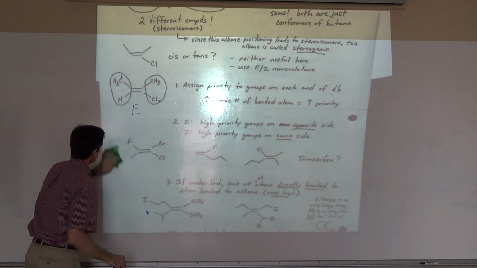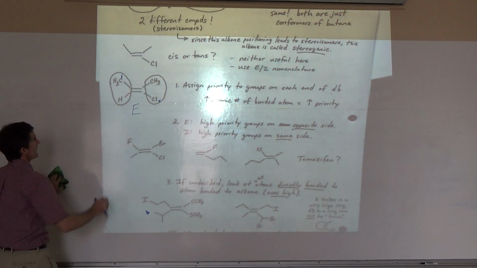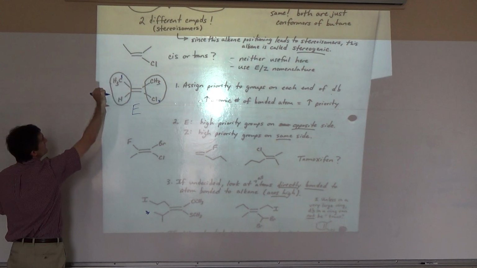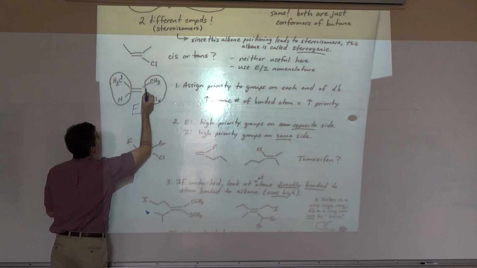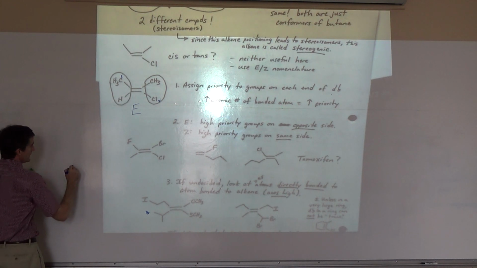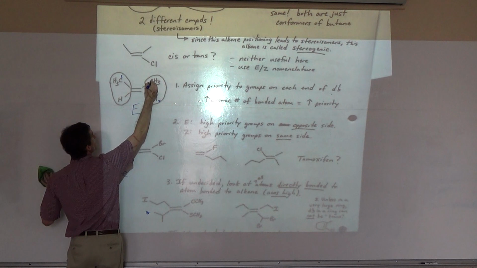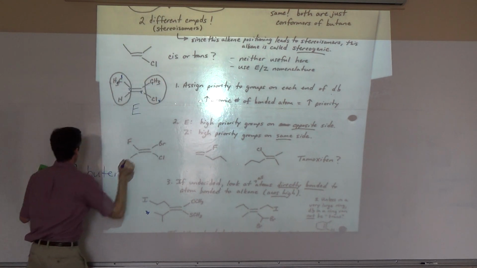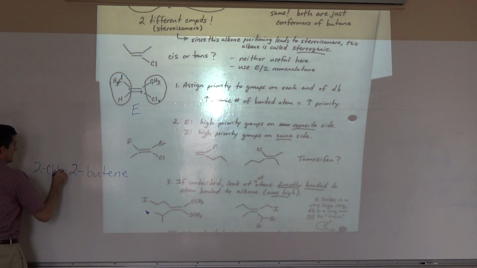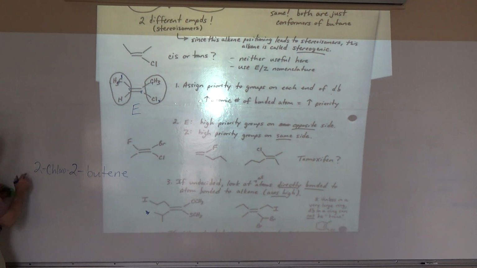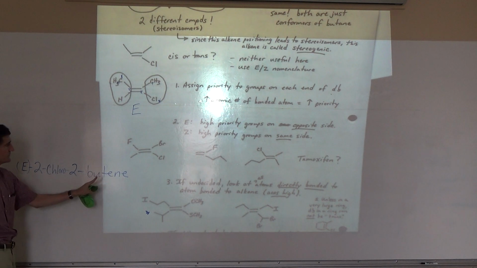So if we look at the name of this compound, let's name it. That's going to be the longest continuous chain, 1, 2, 3, 4. Double bond at the 2 position, so this is going to be a 2-butene with a chlorine. Let's call this 1, 2, 3, 4. The chlorine at the 2. 2-chloro-2-butene. But what we're going to do is put an E in front of that. The E sometimes is put in parentheses. I don't think it's required. E-2-chloro-2-butene.